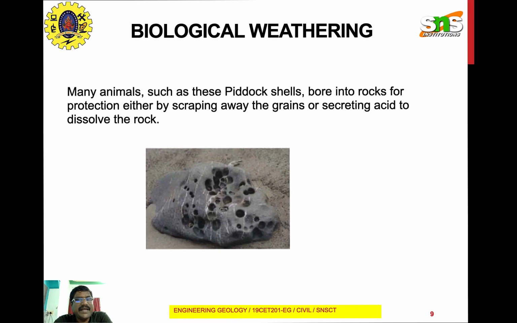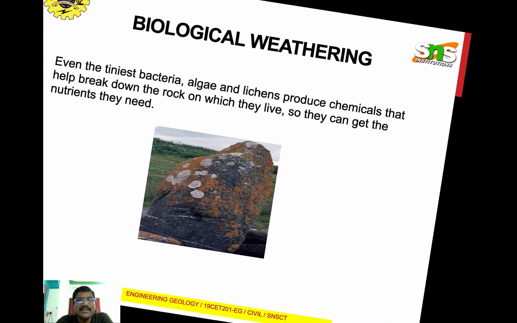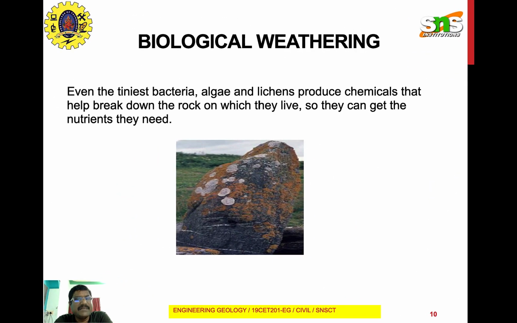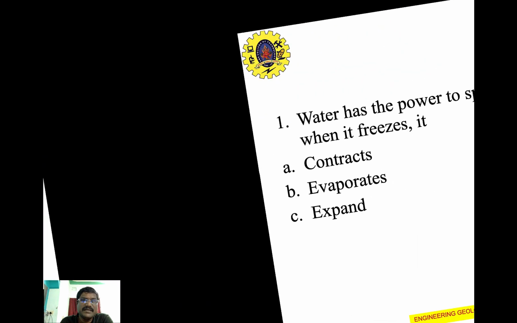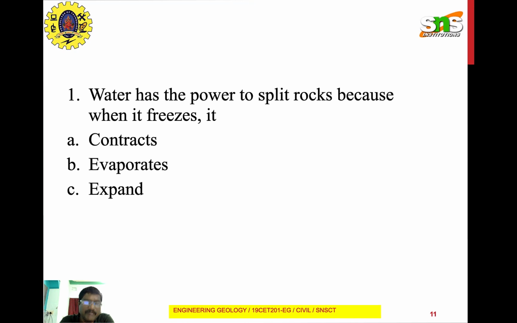Many animals, such as piddock clams, bore into the rock for protection, either by scraping away the grains or by secreting acid to dissolve the rock. So they will try to live in it, and that forms biological weathering. Even the thinnest organisms, bacteria, algae and lichens, produce chemicals that help break down the rock on which they live, so they can get the nutrients they need. For that they will do the biological weathering.